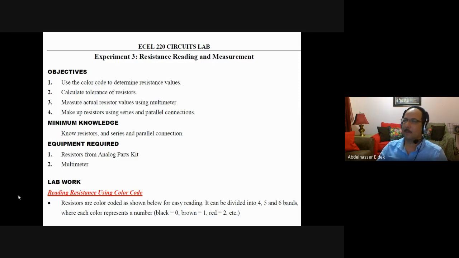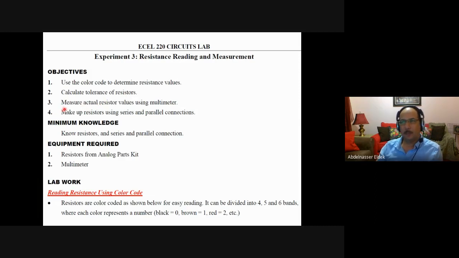So the objectives are to know first the color code to find the resistance, and then calculate the tolerance for resistance. Tolerance means, for example, if the resistance is 1 kilo ohm, it is not usually exactly 1 kilo ohm. It is maybe 1 kilo ohm plus a few ohms or minus a few ohms. This is what we call tolerance.